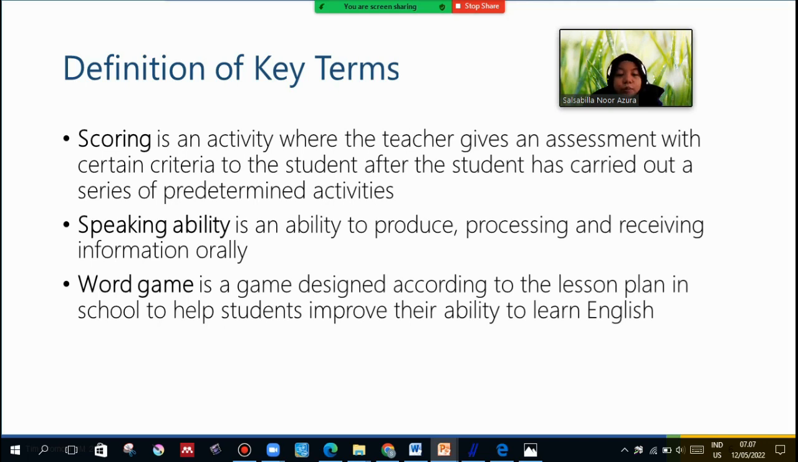The second is speaking ability. It is an ability to produce, process, and receive information orally. The third is word game. It's a game designed according to the lesson plan in school to help students to improve their ability to learn English.